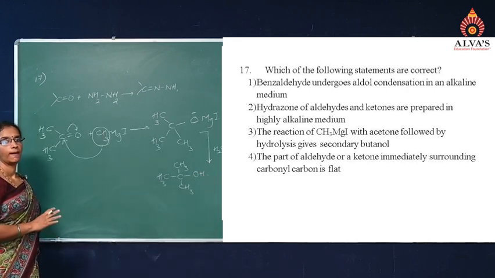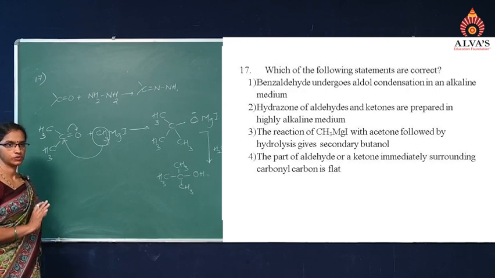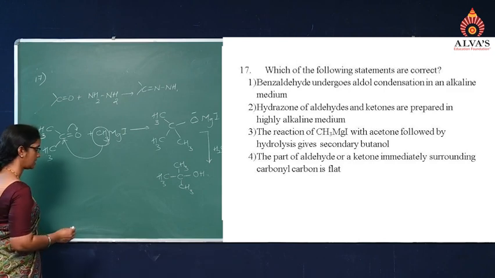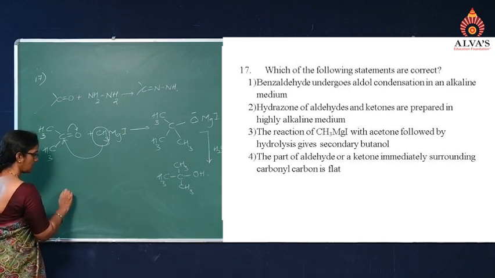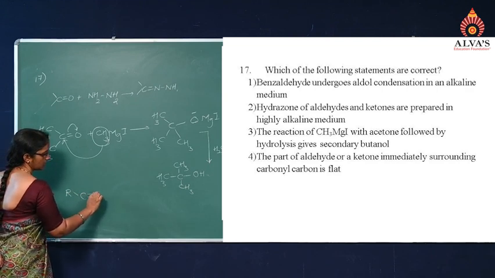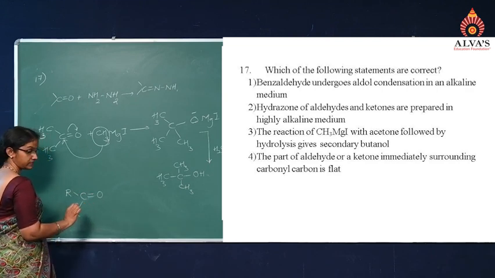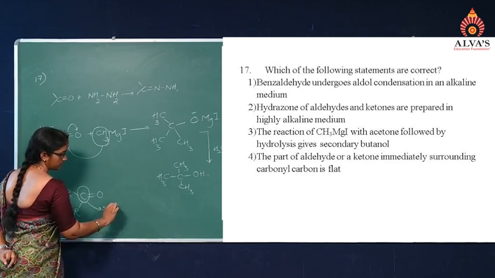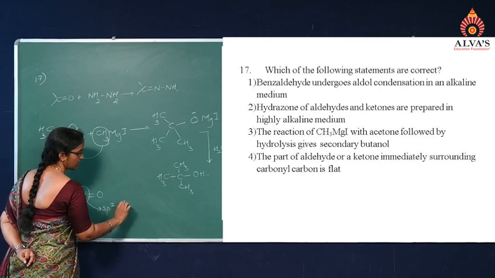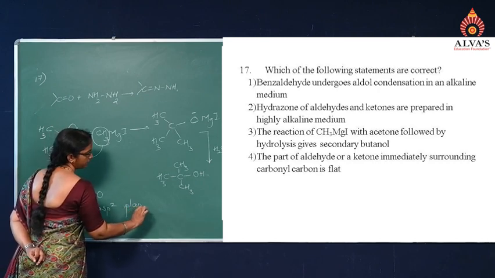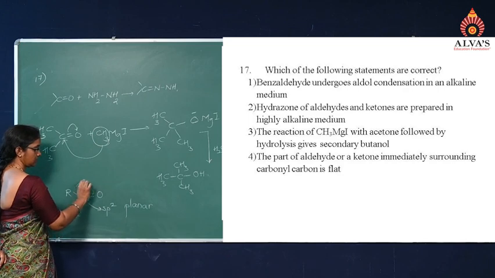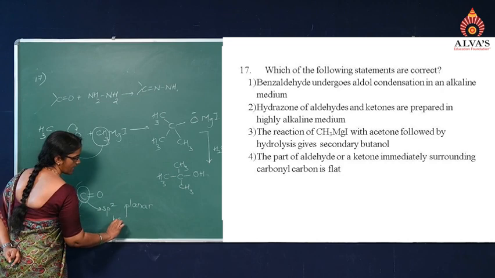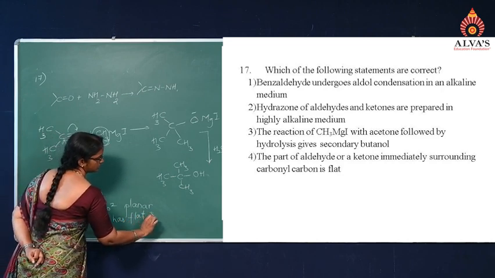Option 4th, part of aldehyde or ketone immediately surrounding carbonyl carbon is flat. Yes. Now we have our aldehyde or ketone and we have studied that carbonyl carbon is sp2 hybridized. If it is sp2 hybridized, the structure of the carbon is planar, and if it is planar, then the structure immediate to C double bond O is going to have a flat structure.